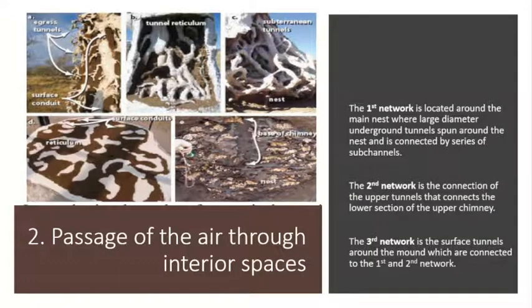The second network is the connection of the upper tunnels that connects to the lower section of the upper chimney. And lastly, the third network is the surface tunnels around the mound, which are connected to the first and second network.